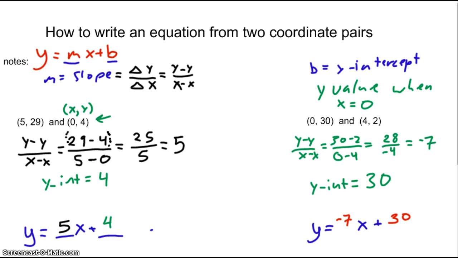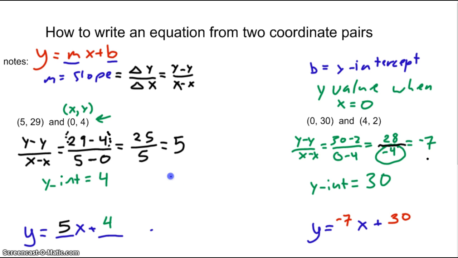So this equation is y equals negative 7x plus 30. And the way I did that is I took my y's and subtracted them, 30 minus 2. And I took my x's, 0 minus 4. And this is the tough part for most students. 0 minus 4 is negative 4. So don't forget that that is negative 4. So then 28 divided by negative 4 is negative 7. So then our y-intercept is 30. So then y equals negative 7x plus 30.